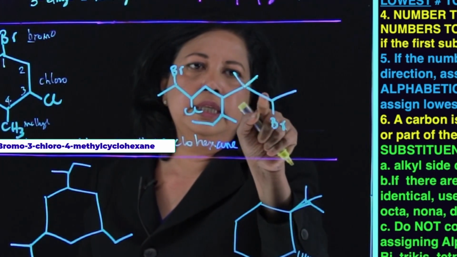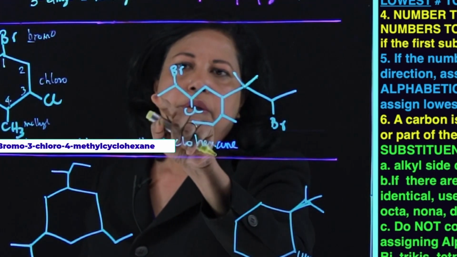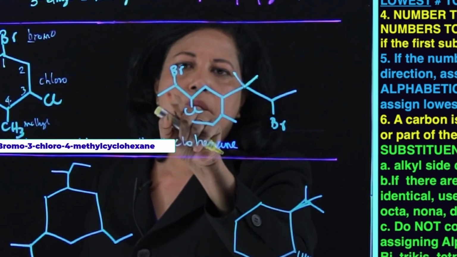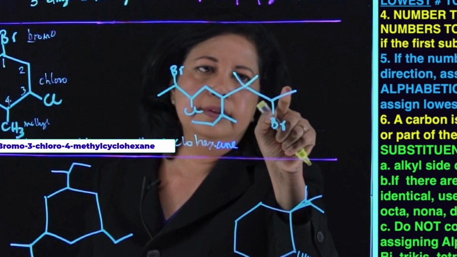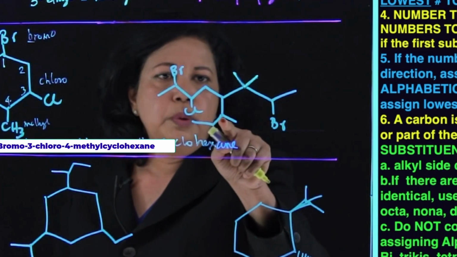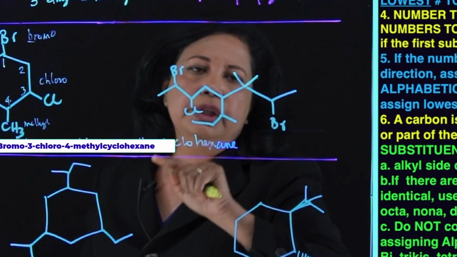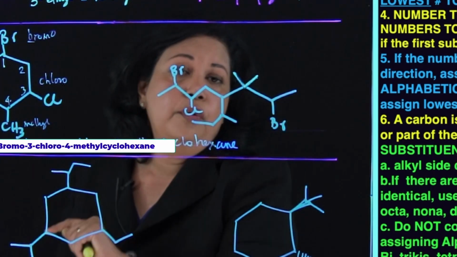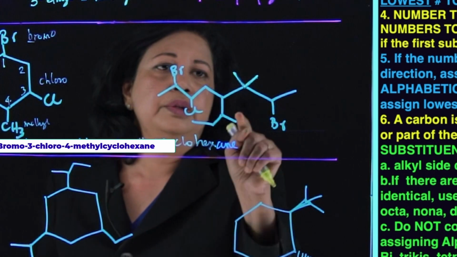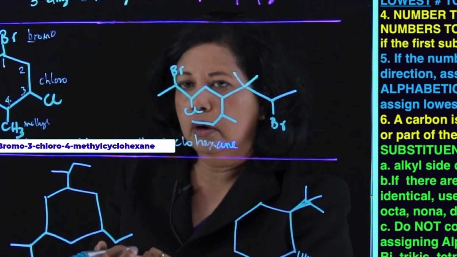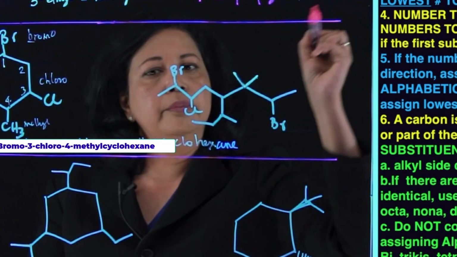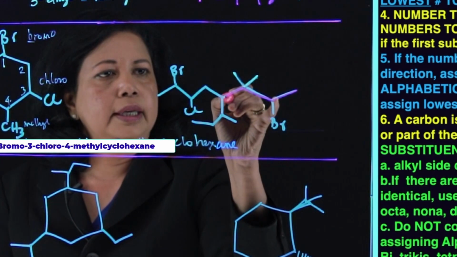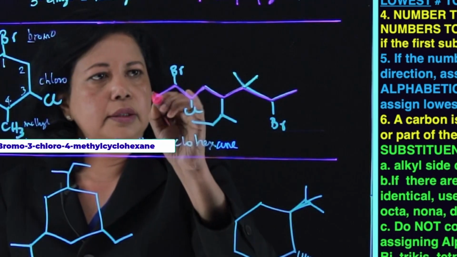So both these are the same number. So you have 1, 2, 3, 4, 5, 6, 7, 8, or 1, 2, 3, 4, 5, 6, 7, 8. However, this one has only 2 branches. If you go this way, you'll have 4 branches. So you take the one with the maximum number of branches. So we know this is going to be our parent then because it's got the most number of lookout points.